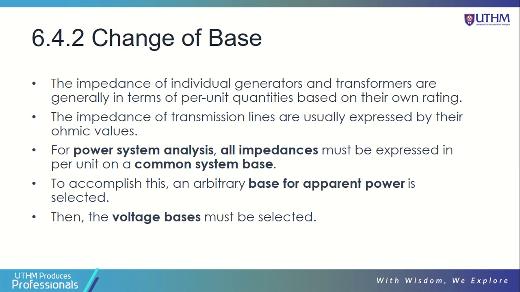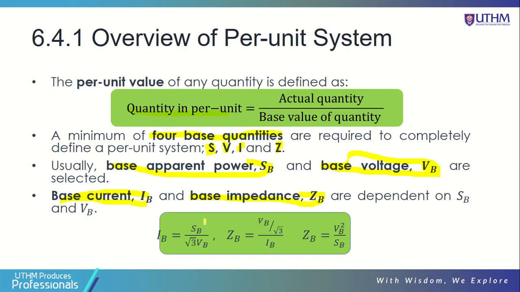This is the basic concept of the per unit system, how to convert actual quantity to the per unit quantity. So you need to determine base for S, V, I, and Z. Usually we determine SB and VB, so from VB and SB, we can determine IB and ZB. That's the summary of this subtopic.